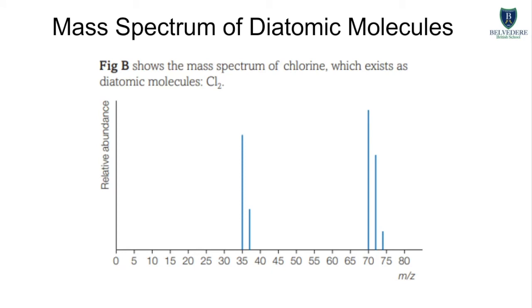So if we have something that looks like this, we can see that we have a mass spectrum of chlorine, which is going to exist as diatomic molecules, and we have a number of different peaks here. So this one here is a peak at 35. This one here is a peak at 37. And then you can see that we have three other peaks. So we have peaks at 70, 72, and 74. At A level, you are expected to be able to explain where these peaks come from. And it's actually a lot more simple than you think.